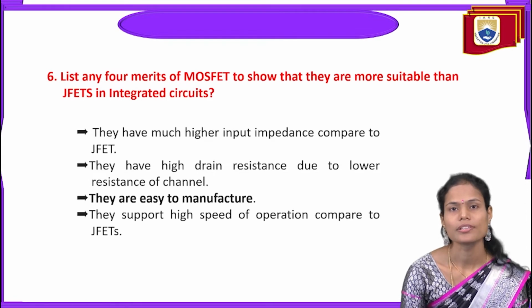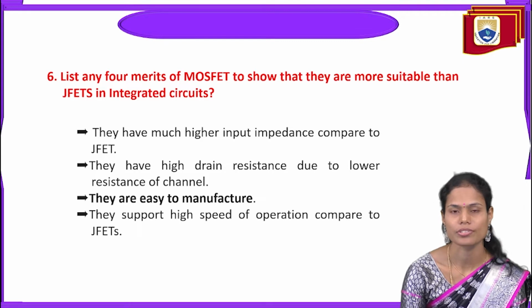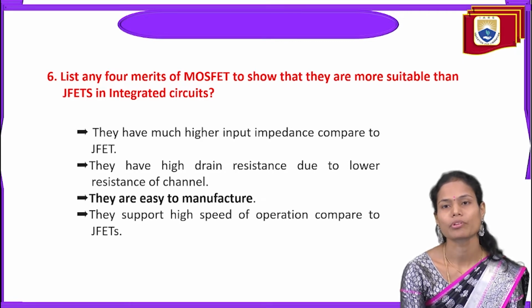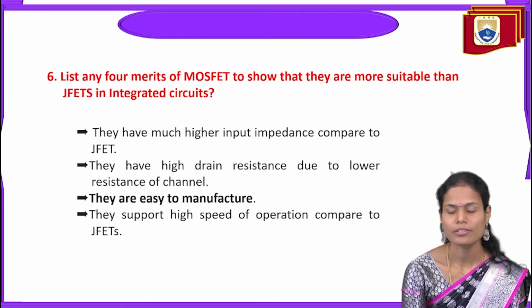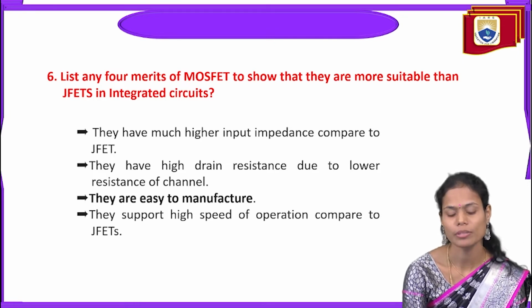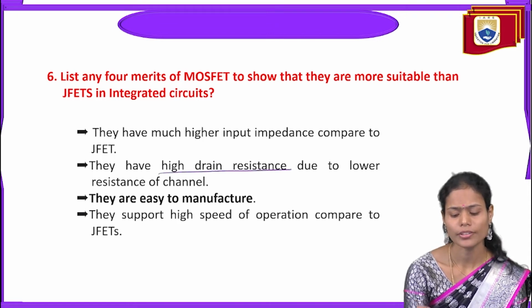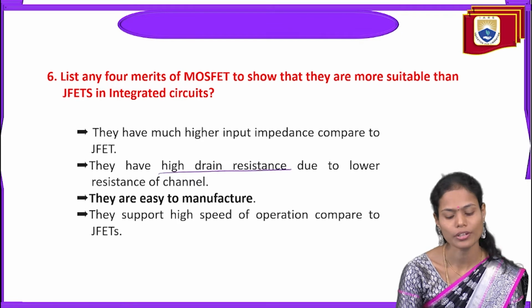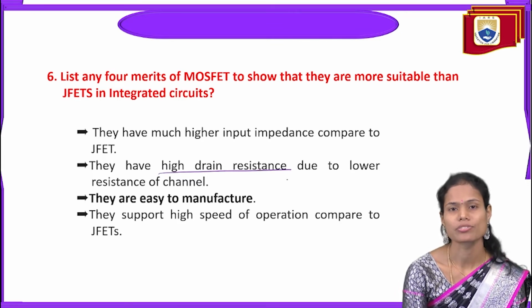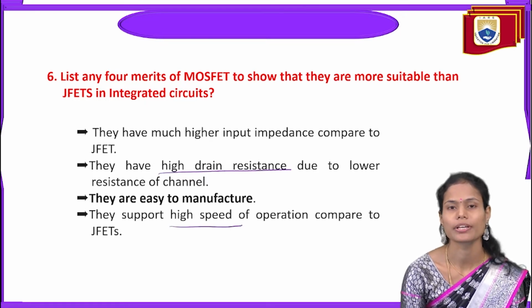And next, list any four merits of MOSFETs to show that they are more suitable than JFETs in integrated circuits. So generally, MOSFETs provide very high input impedance compared to the JFET, and they have high drain resistance due to the lower resistance of the channel, and we can easily manufacture MOSFETs compared to the JFET, and they provide very high speed compared to the JFET.